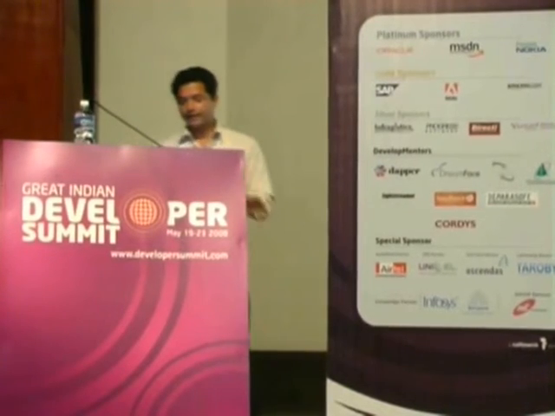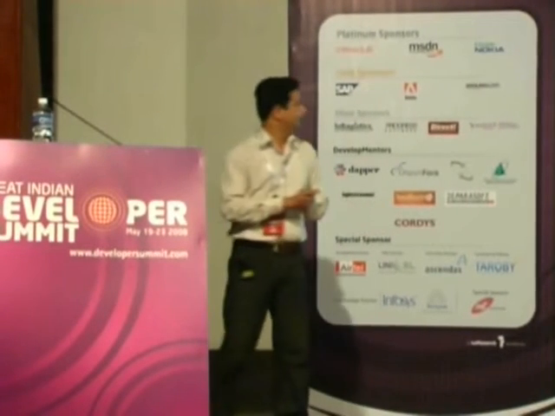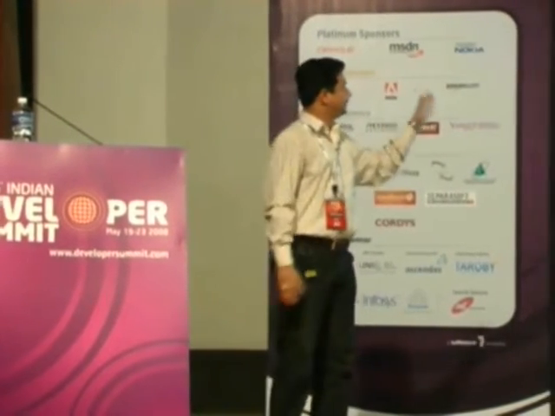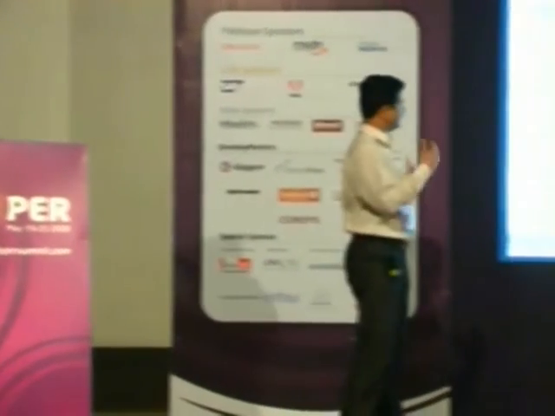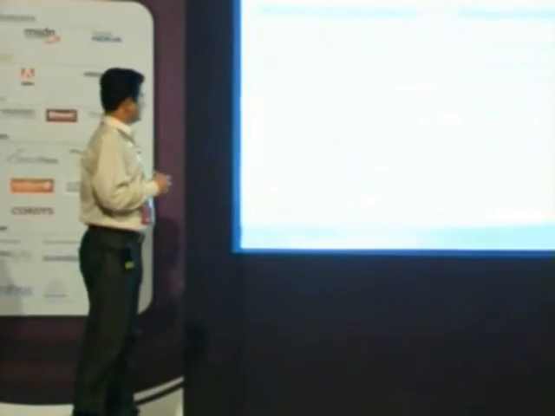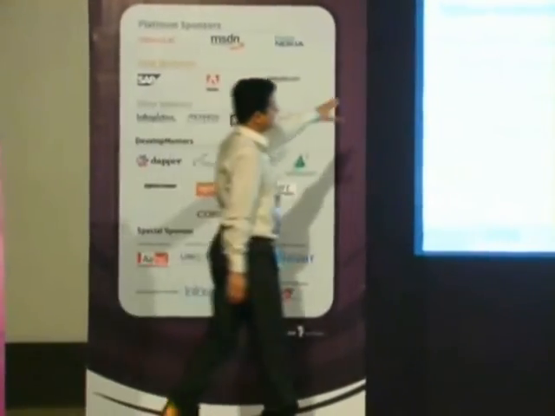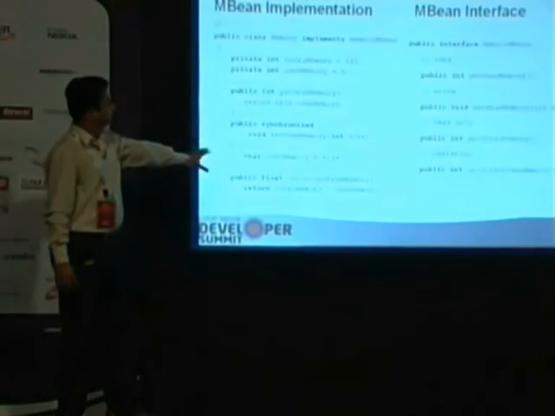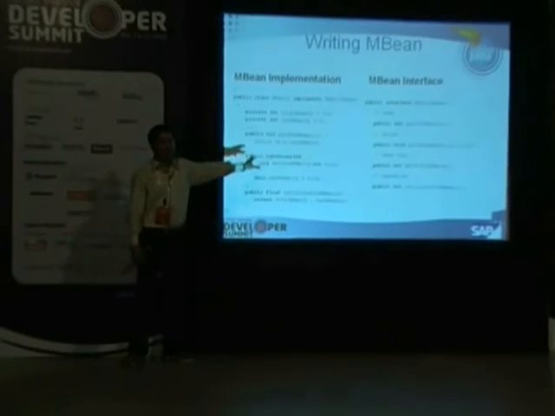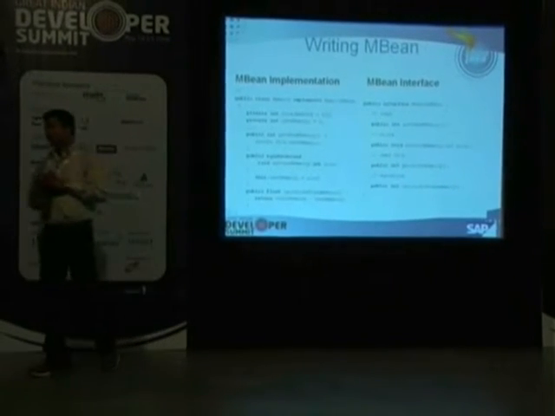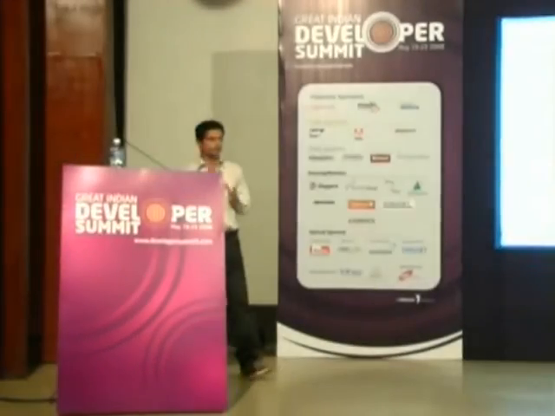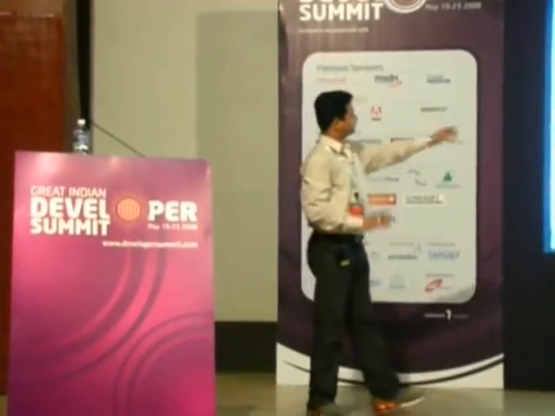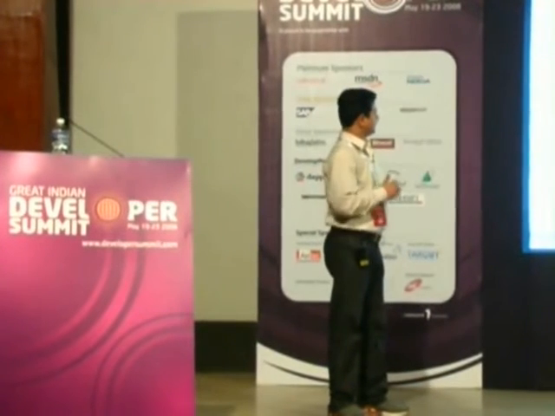So here is one of the code examples, and here I show the implementation and interface. If you want to make some application configurable, what you need to do is write a simple class. This particular class tries to create a monitoring application for memory. So what I do here is I expose an interface out of this.